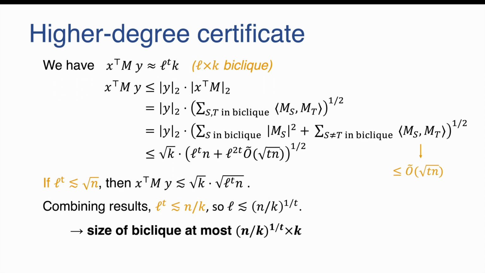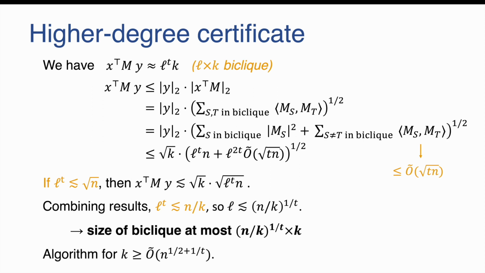so this works out. And now for an algorithm, this actually gives an algorithm when k is at least n to the 1/2 plus 1 over t. So this gives exactly the results that we want. So this basically completes our algorithm, this certificate.